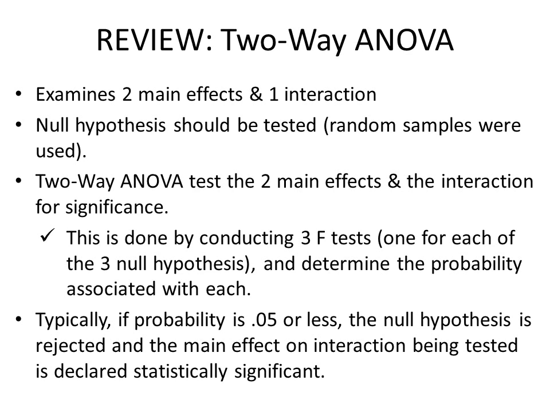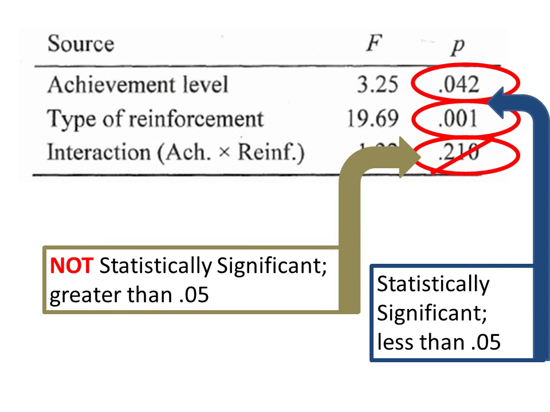We've already covered the F-test, and determine the probability associated with each. Typically, if a probability is 0.05 or less, the null hypothesis is rejected. See, we're building on what we've learned previously, and the main effect or interaction being tested is declared statistically significant.